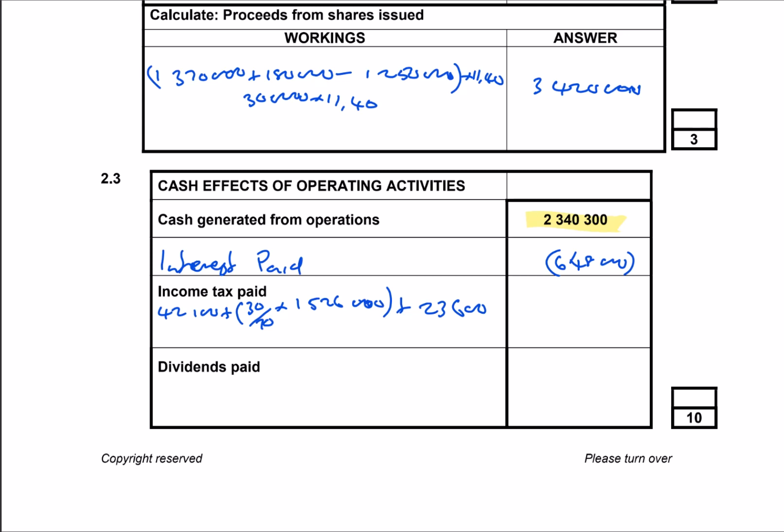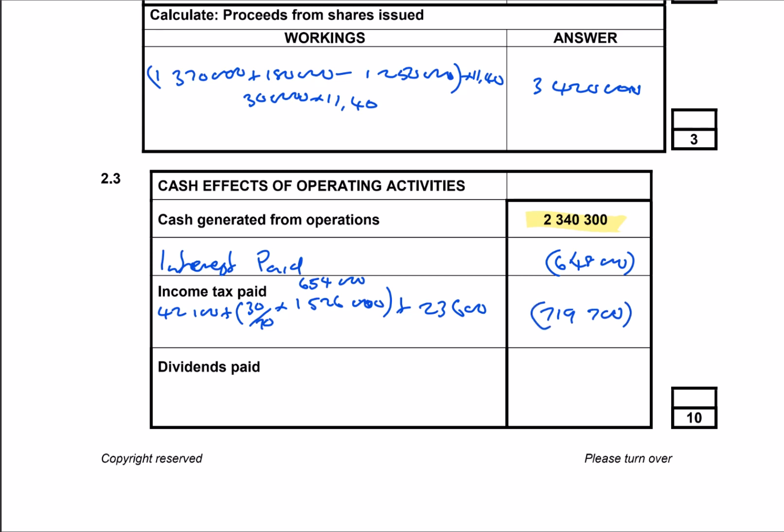So this will give us 30 divided by 70 times 1,526,000. This will be equivalent to 654,000 plus 42,100 plus 23,600. So your income tax paid was 719,700 in outflow again.